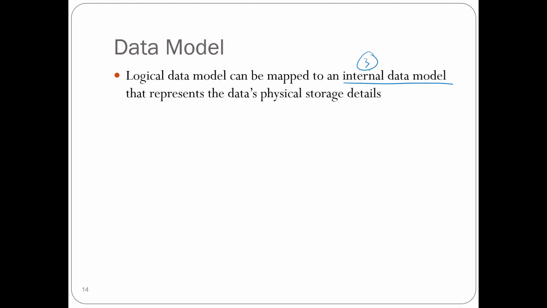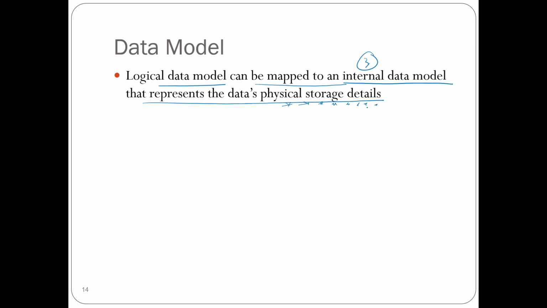So if you're following me along, you should see that in the conceptual level, we had a different perspective, a very high level perspective. In the logical model, our perspective kind of got more towards the implementation. Okay, and then in the internal data model, we are going further deeper in the implementation. What is this deeper thing? Let's explore that now. The logical data model can be mapped to an internal data model. An internal data model represents the data's physical storage details. Okay, so the physical storage details.